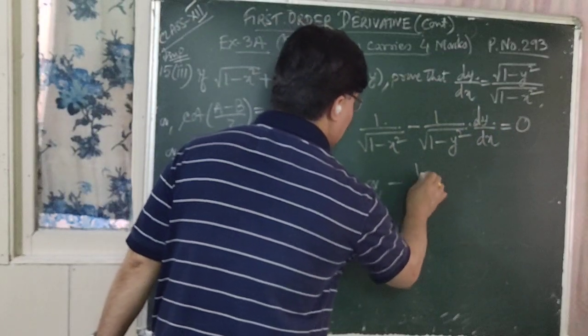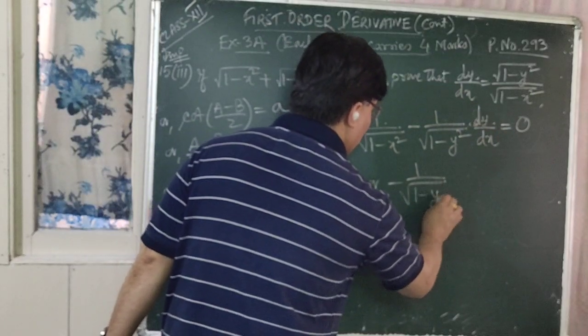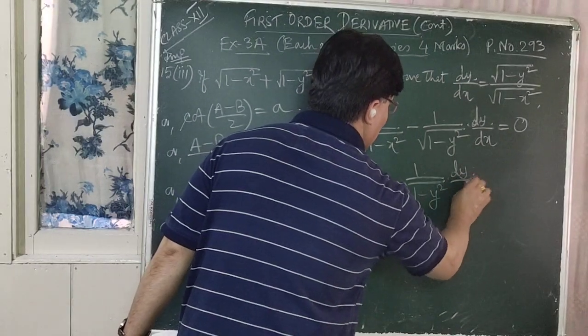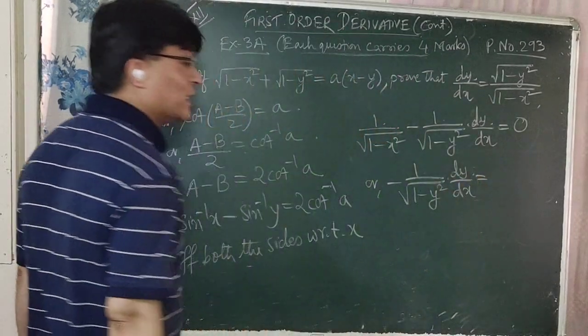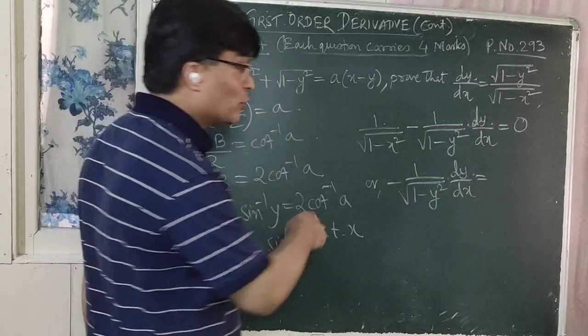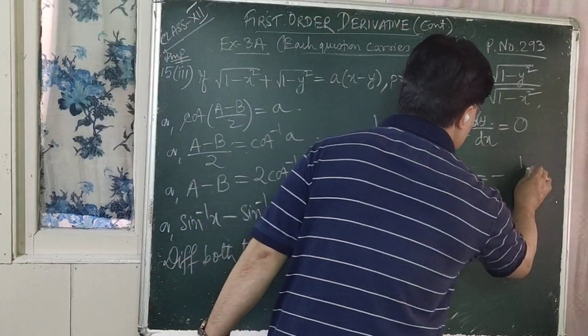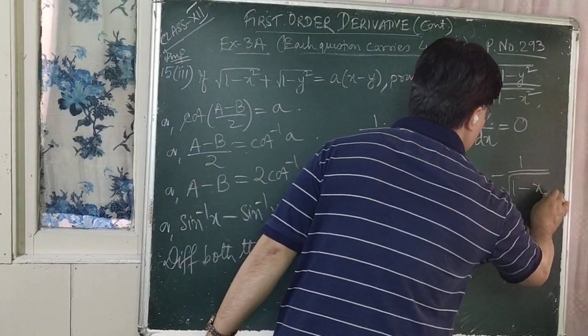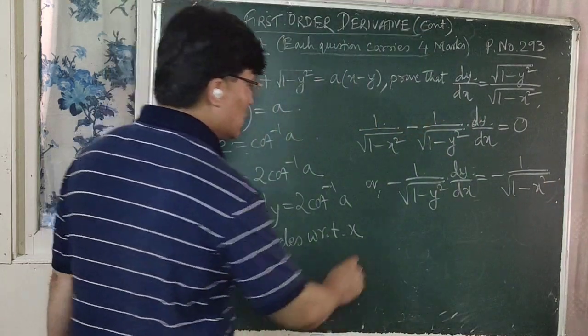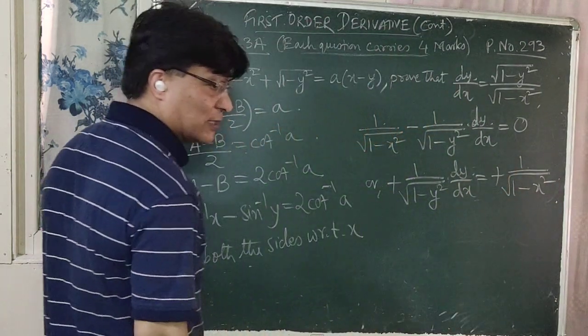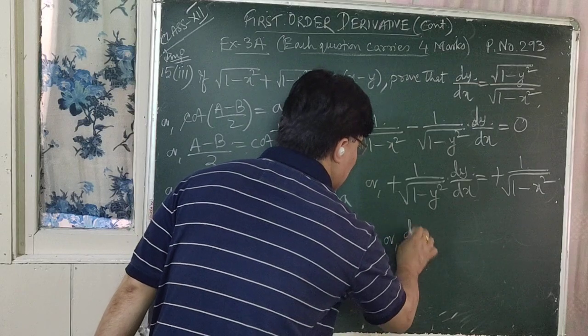Or minus 1 upon root over 1 minus y square into dy by dx is equal to what? 1 upon root over 1 minus, take it to the right hand side, minus 1 upon root over 1 minus x square, right? So here minus minus gets cancelled. So what is the value for dy by dx?